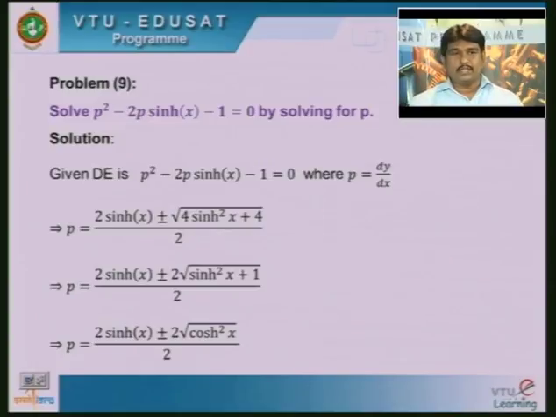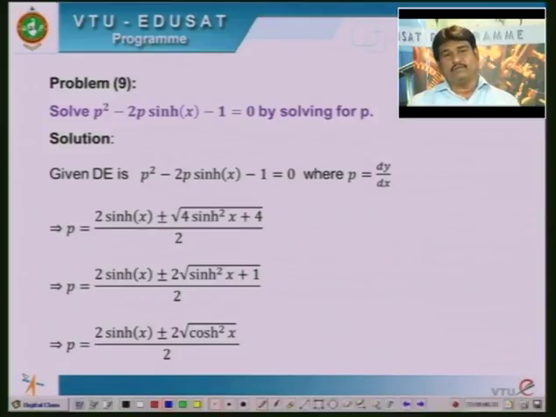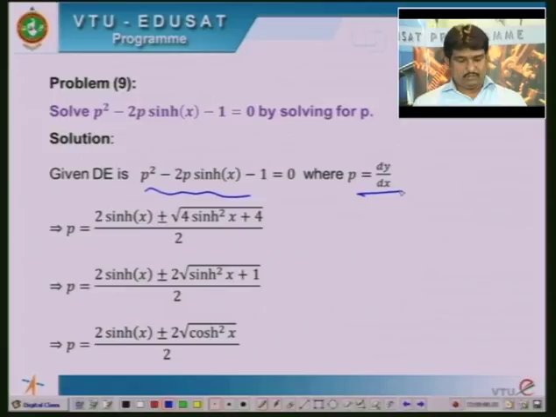Problem number 9. Solve p square minus 2p into sine hyperbolic of x minus 1 equals to 0 using the technique of solving for p. Consider the differential equation p square minus 2p sine hyperbolic of x minus 1 equals to 0, where p stands for dy by dx. It's a quadratic equation again. Use the concept of minus b plus or minus root of b square minus 4ac divided by 2a to get this.